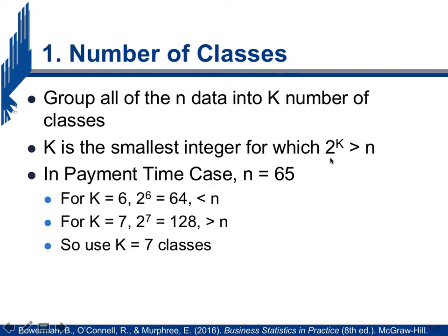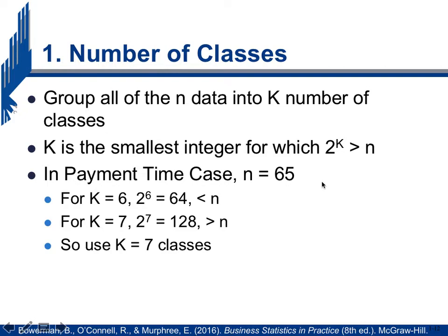Now, you can also use a mathematical approach here, which is to compute for the logarithm of n with base 2, and then that will be equal to k. If the value you will get when using that equation is not an integer, then you have to round it up. So you always round it up to the next integer, and that will be the correct value for k. So in this example, if you compute for the logarithm of 65 base 2, the value you will get is around 6.022.